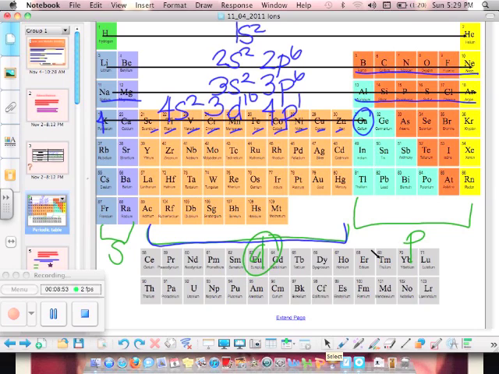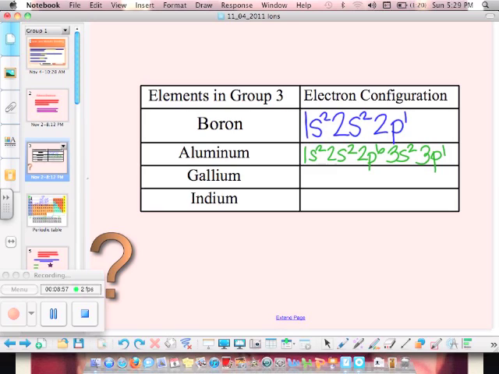Good. So what I'm going to do is fill in our box again. You might have to squeeze this in. But gallium has 1s2, 2s2, 2p6, 3s2, 3p6, 4s2, 3d10, and 4p1. Good. So now it's your turn.